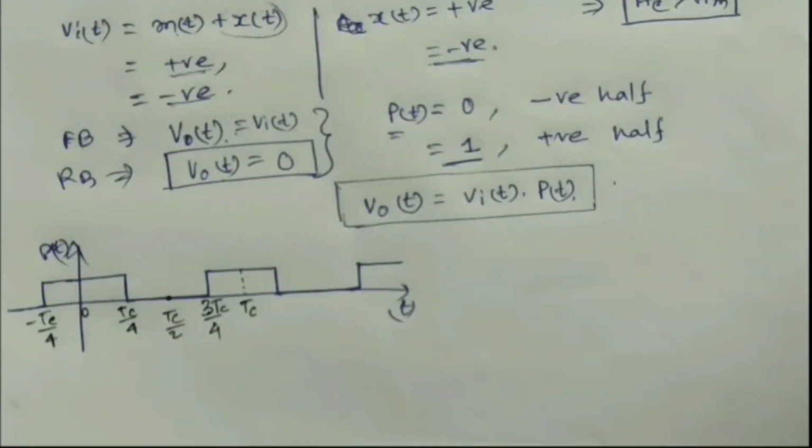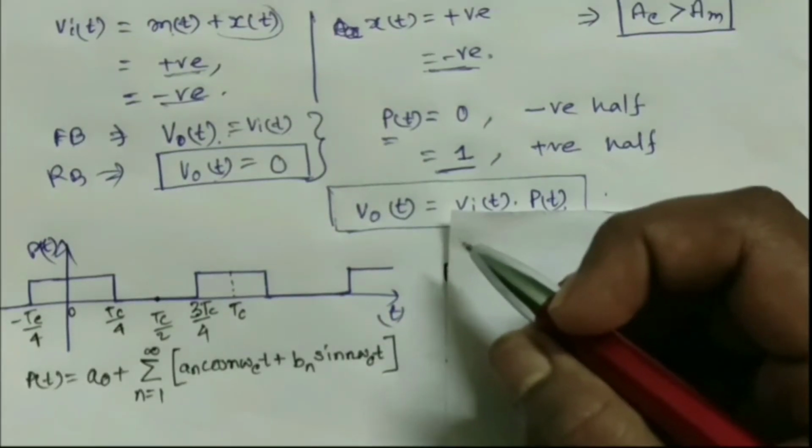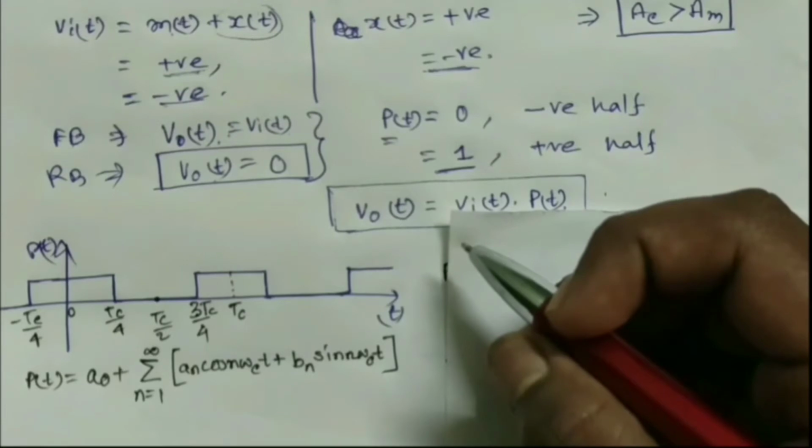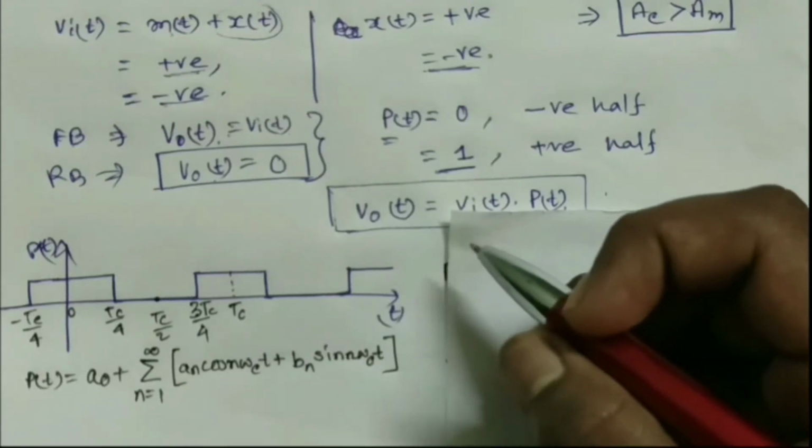Now suppose p(t) signal is a pulse train signal, and since it is a periodic signal, we can write it in the form of Fourier series. So we can write p(t) equals a0 plus summation of an cos n omega c t plus bn sin n omega c t from n equals 1 to infinity. Now let us find the values of the Fourier constants.